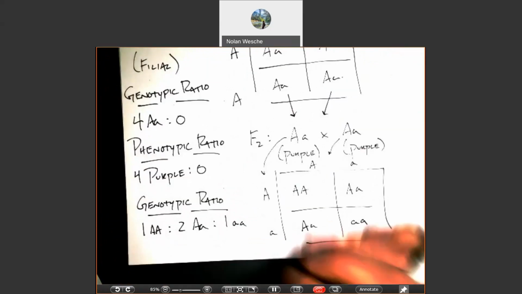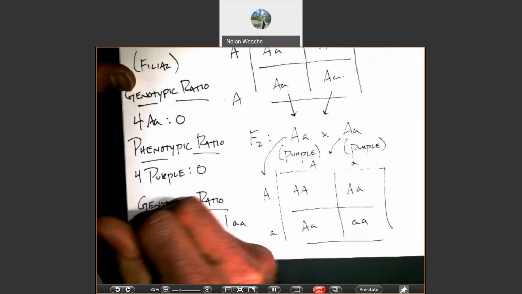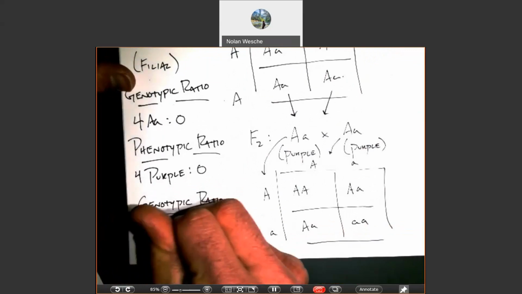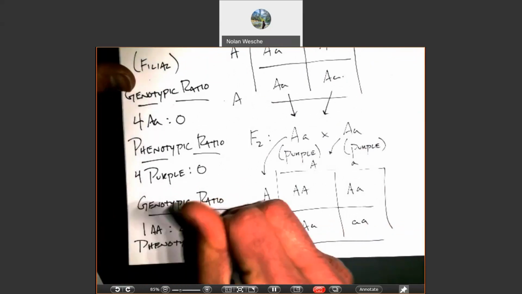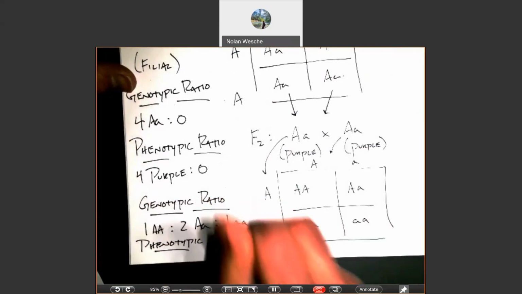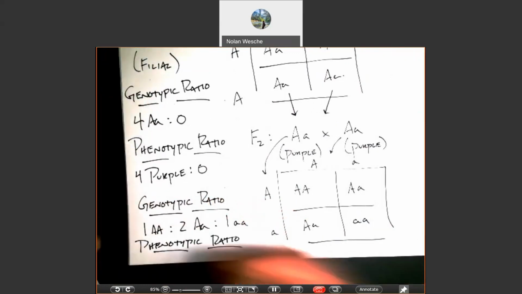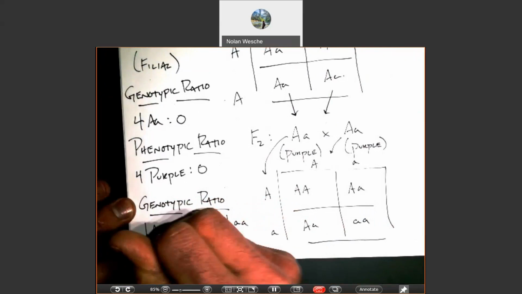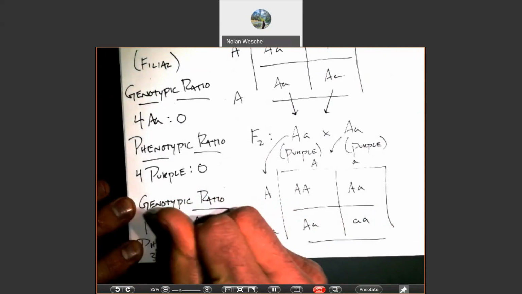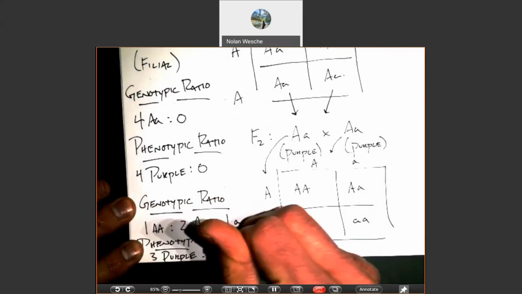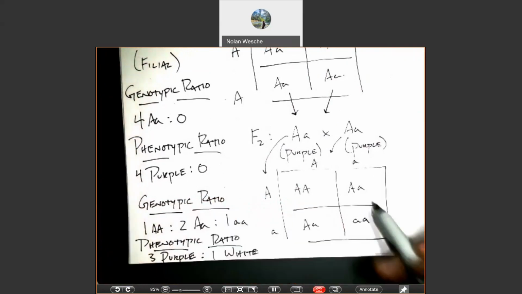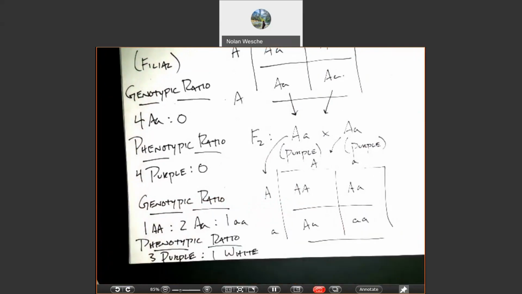And then we have our phenotypic ratio, which is 3 purple and 1 white. So 75%, 3 out of 4 are purple, 25% are white.